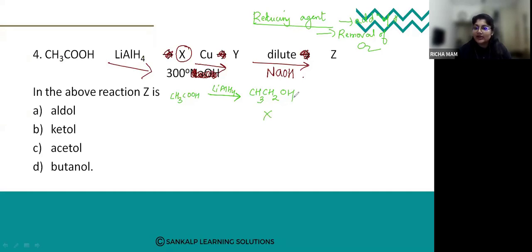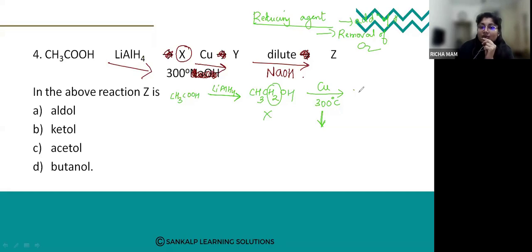It is alcohol, ethanol. Now this ethanol, further, I'm going to treat it with copper at 300 degrees Celsius. Just now we saw the role of copper. Copper is a dehydrogenating agent, right? It will remove hydrogen. In the previous question we have seen that when you treat with copper, it is used as a dehydrogenating agent.